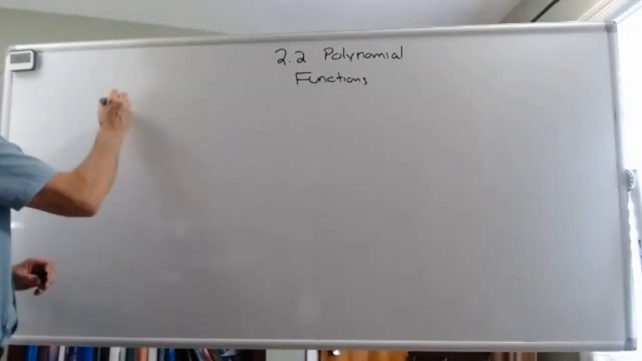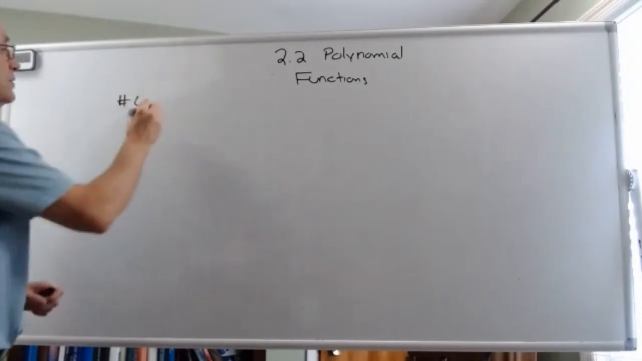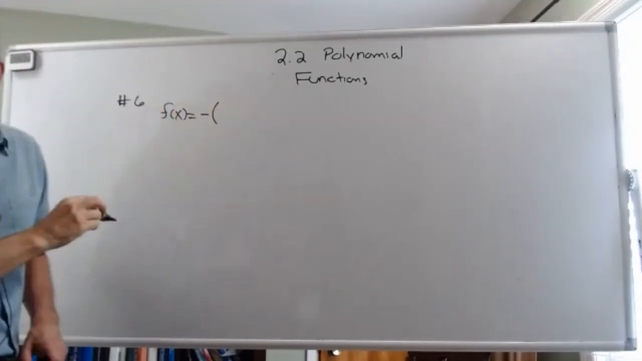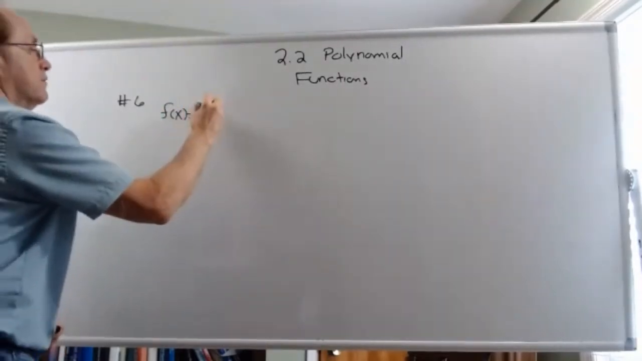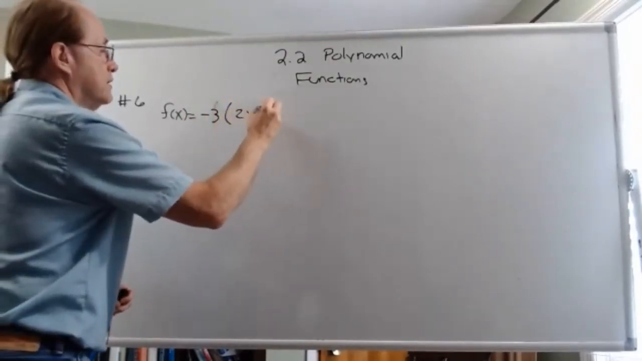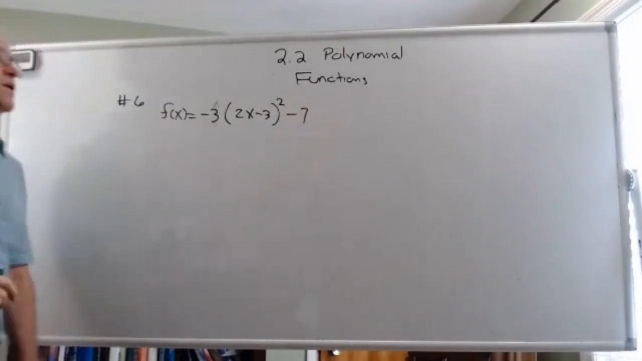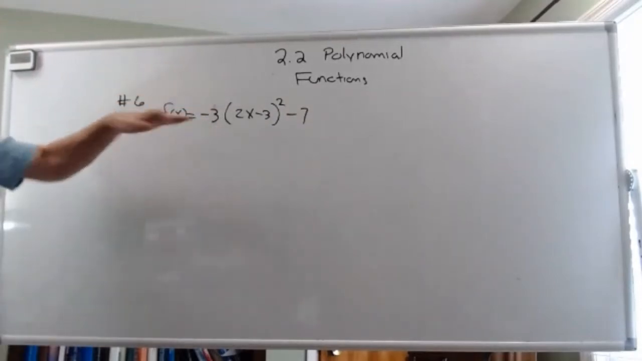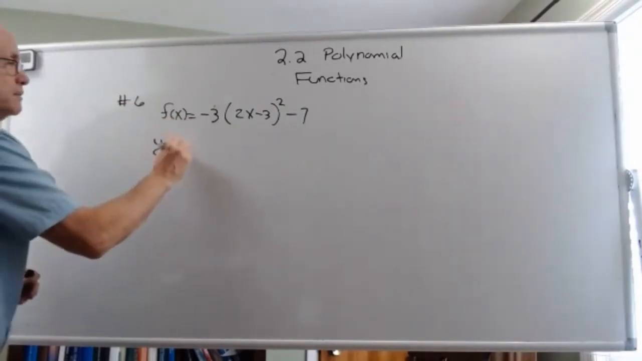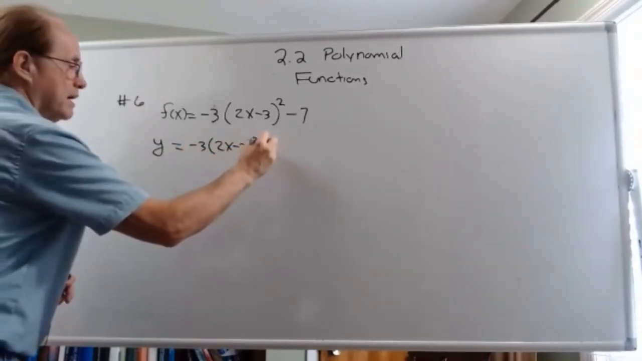Now take a look at number 6 over here. So we have f of x is equal to minus 3 times quantity 2x minus 3 squared minus 7. Okay, this is already in the form. Let's just replace the f of x with y. So I get y is equal to minus 3 times 2x minus 3 quantity squared minus 7.